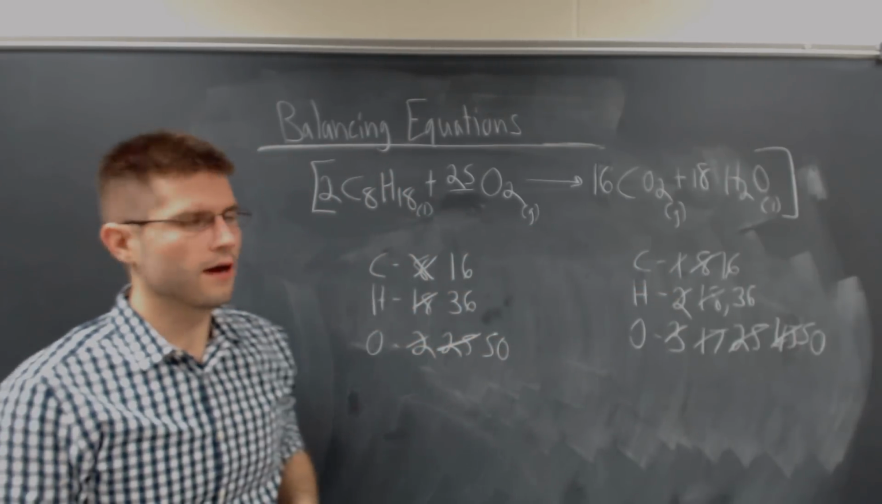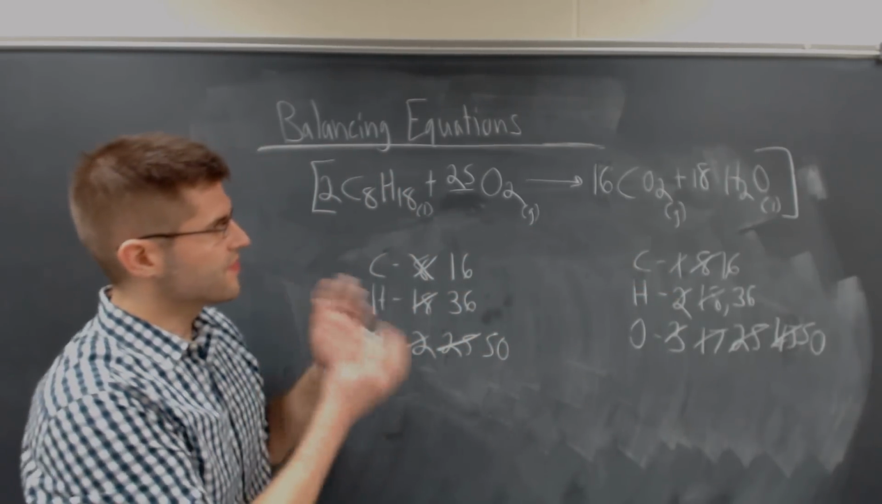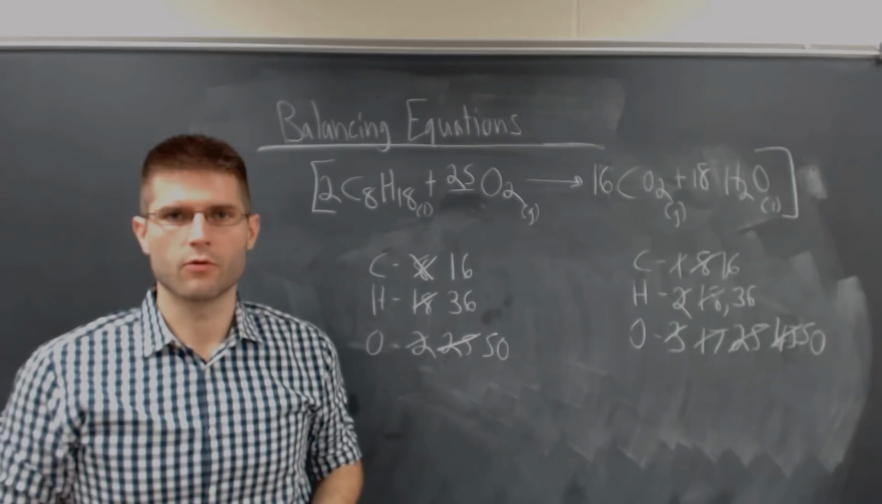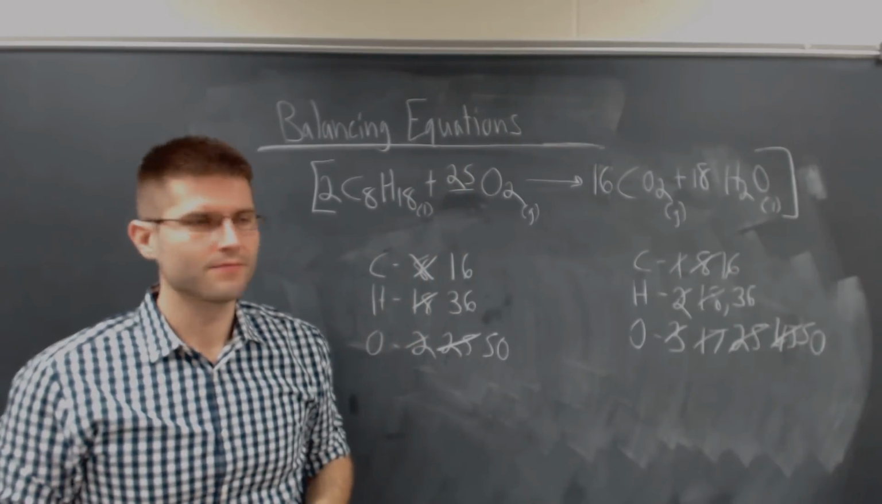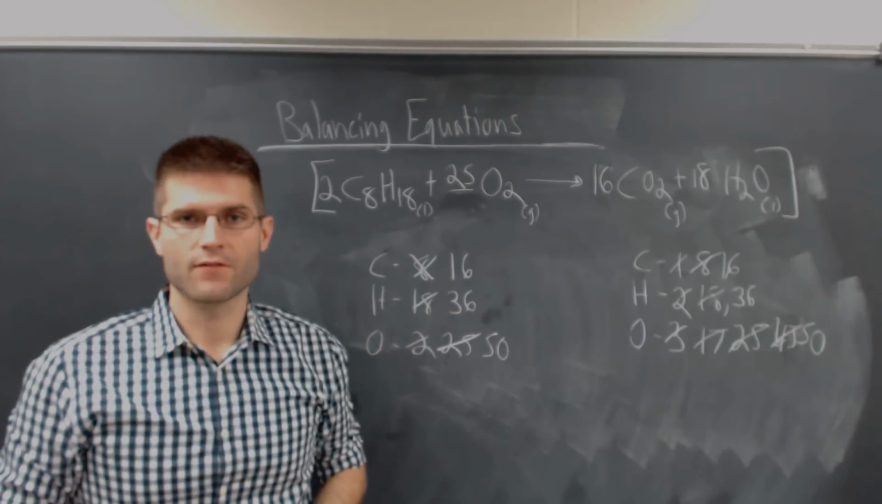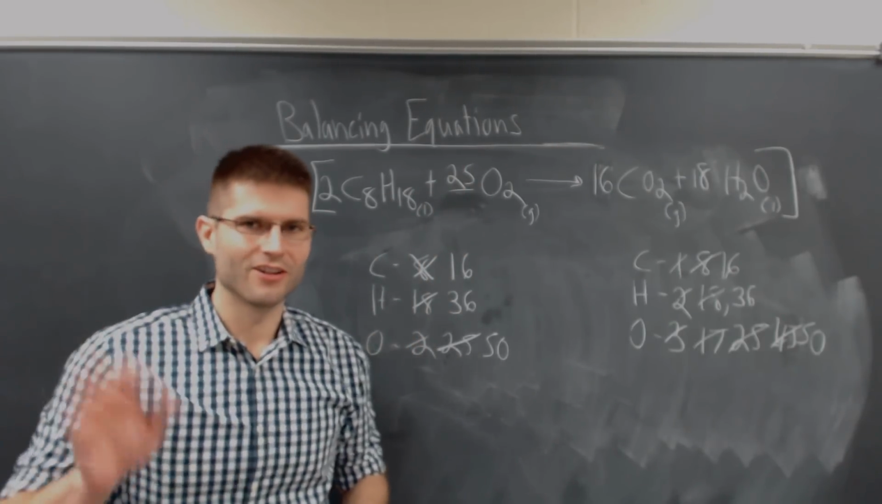Everything's a whole number in the stoichiometric coefficients, and this is a pretty balanced chemical equation. This is how you're going to end all of your balanced chemical equations. And with that, that's all I want to talk about for balancing a chemical equation. See you all in class tomorrow.